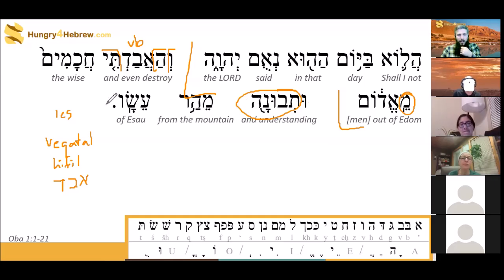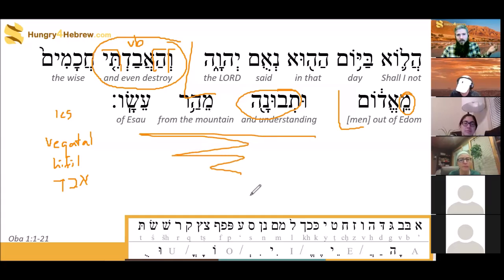Utvuna mehar Esav. So here we get another ellipsis. This verb applies to the phrase here and to the phrase there, because there's no verb in this phrase. Utvuna mehar Esav. And understanding from the mount of Esau. Where's the verb? You have to apply it from the previous phrase. And I will destroy understanding from the mountain of Esau.